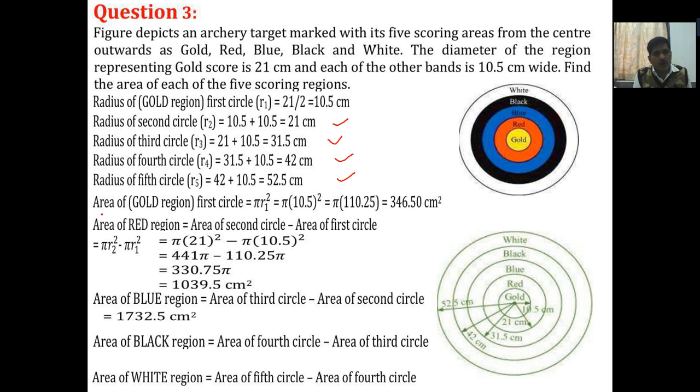So if I want to find out area of gold, it is easy. But if I want to find out area of red region, then area of second circle minus area of first circle, that is 1039.5 centimeter square. Same, area of blue region, if I want to find out, then area of third circle minus area of second circle, you will get some value. Same, area of black region, area of fourth circle minus area of third circle. Same, area of white region, area of fifth circle minus area of fourth circle.